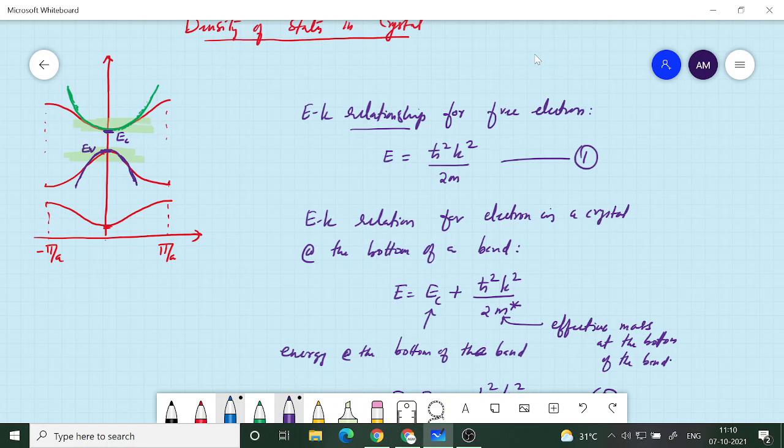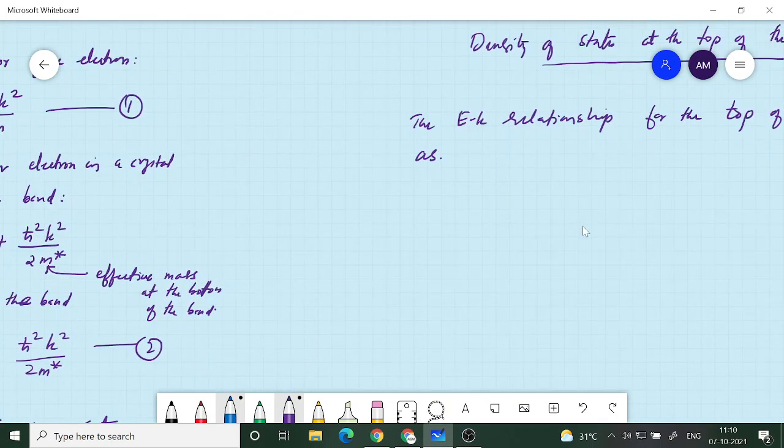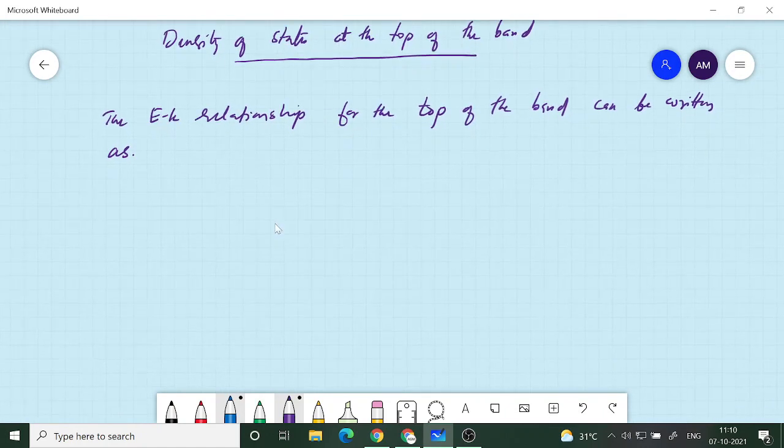So how can we write the equation for this? It is E is equal to EV minus some k square. So it can be written as E is equal to EV minus h cut square k square by 2m, because the parabola is now inverted. Now yesterday I told you, for the top of the band, this is an approximate way. So this energy at the top, E-k relationship at the top, we write like this.